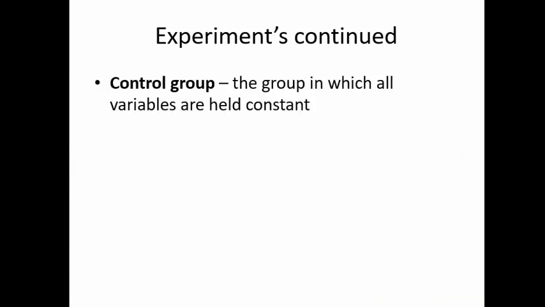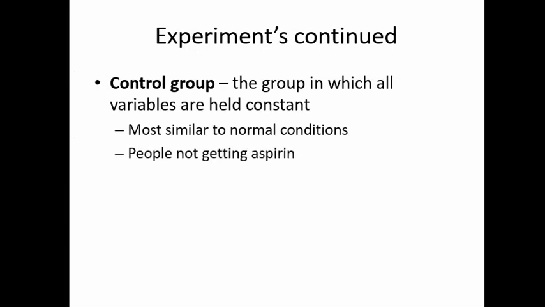Going on. There are different groups that participate in an experiment. One group, called the control group, will get variables that are controlled for or held constant. This group of participants in an experiment have situations most similar to normal conditions. Normally, people wouldn't get aspirin. That's not a thing that they go after daily. So that's a control group, people just living their lives.